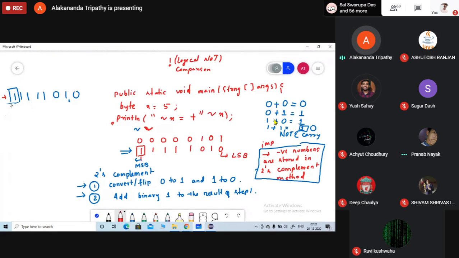So I obtained this, and I find that in the MSB of the new number there is a 1. If it is a 1, then it is which number? A negative number. Negative numbers will be stored in which method? Two's complement method. In the two's complement, the first step is to flip all the zeros to 1 and 1 to 0. So flip: this 0 will be 1, this 1 will be 0.